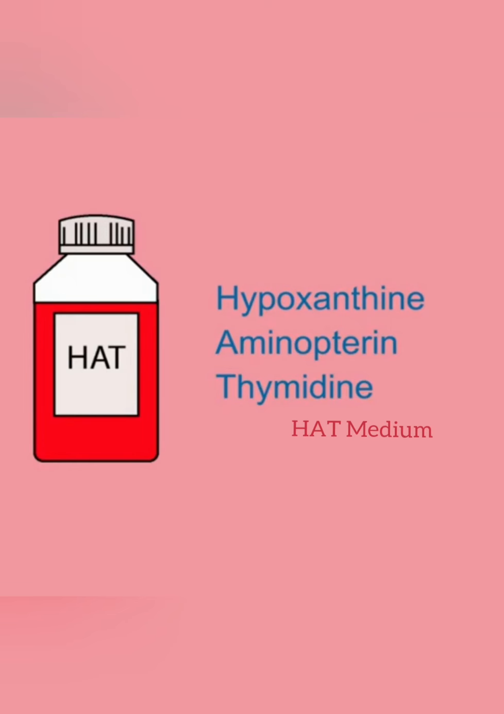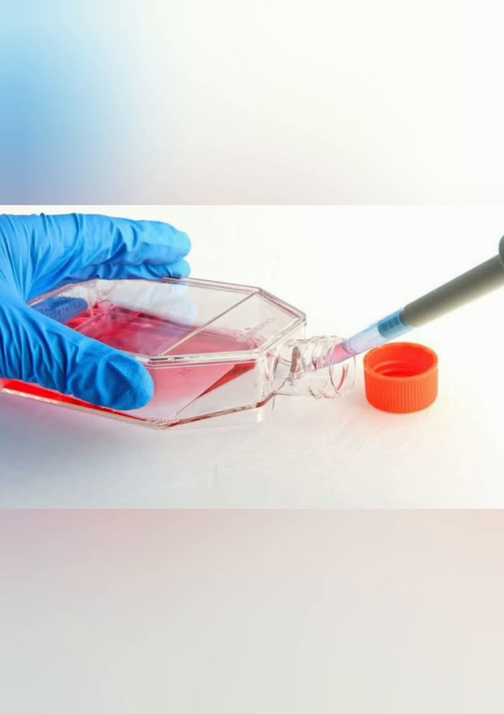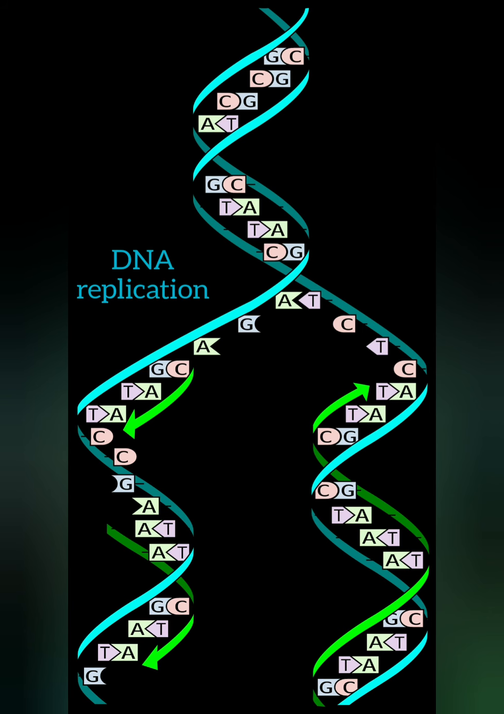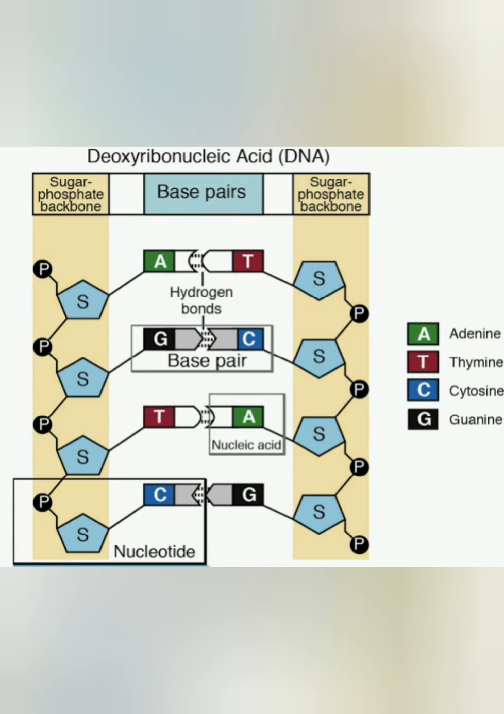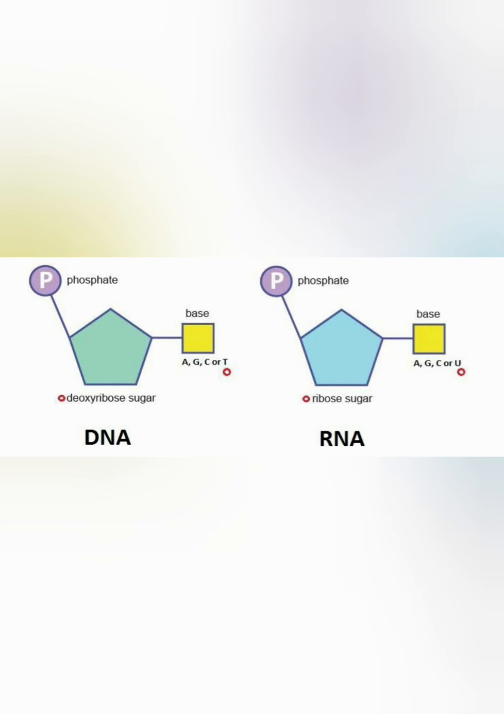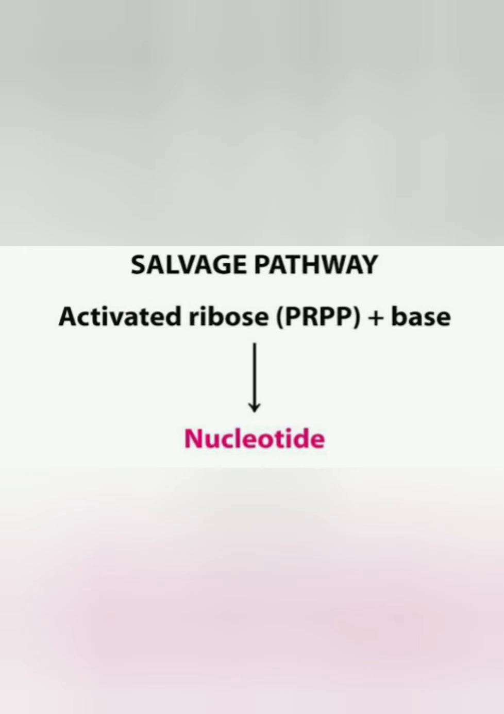in HAT medium. In order to understand the principle behind HAT selection of Hybridoma cell, it is important to know that whenever mammalian cells divide in artificial media, before dividing, it should synthesize a new copy of DNA. For that, it requires a synthesis of nucleotide. What are nucleotides? They are the basic structural unit of nucleic acids such as DNA and RNA. Mammalian cells synthesize these nucleotides using two different pathways. They are de novo pathway and salvage pathway.